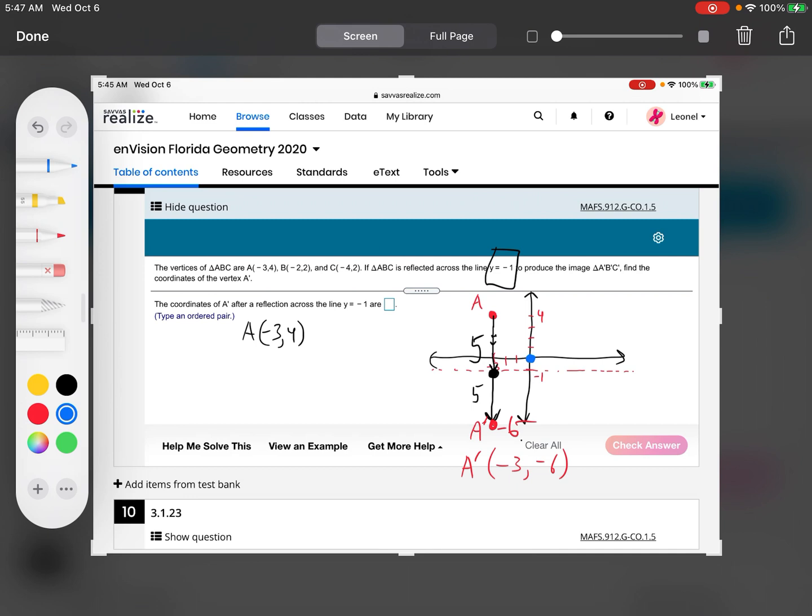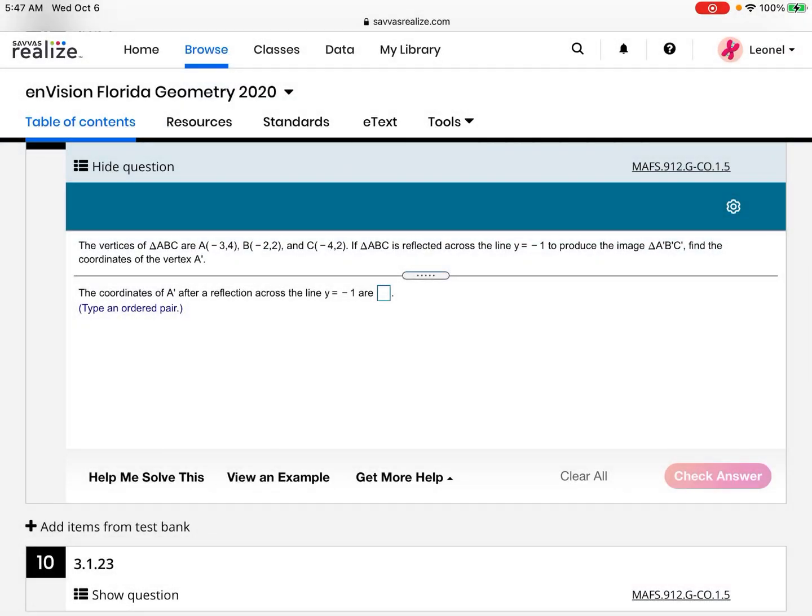Only the y value changed, right? It used to be a 4, and now it's a -6. The x value doesn't change because the point didn't move to the left or the right. It just moved straight down. Okay, so this is a property of reflections across the axes, across horizontal or vertical lines, which include the axes. Only one of the coordinates changes. The other one stays the same. Okay.